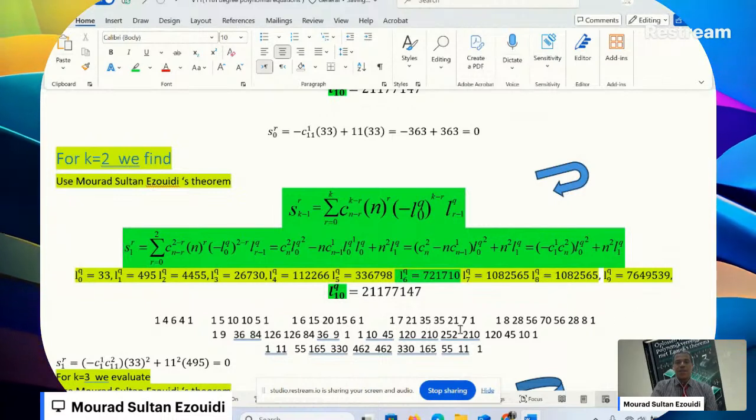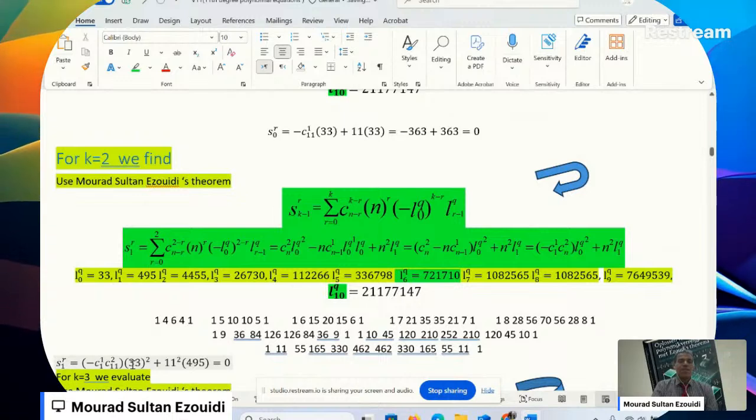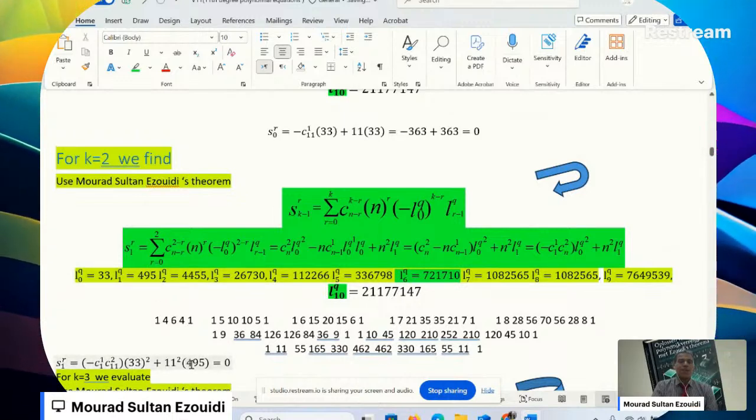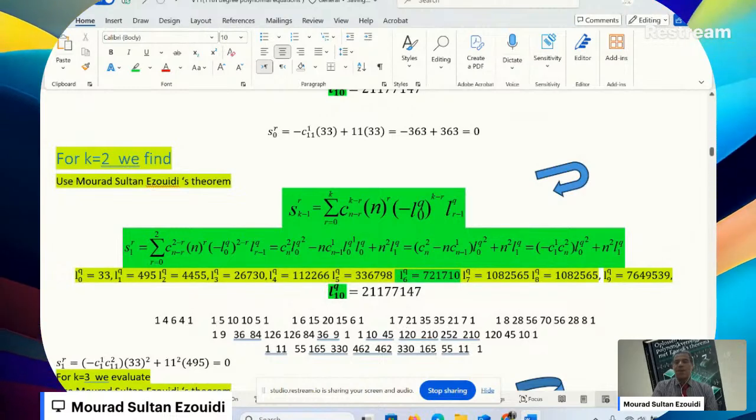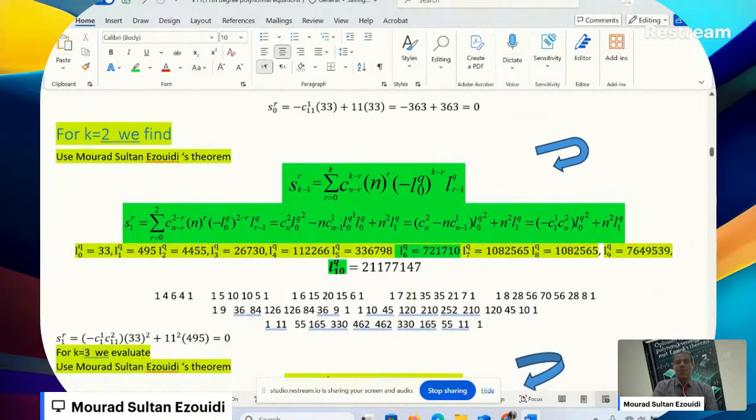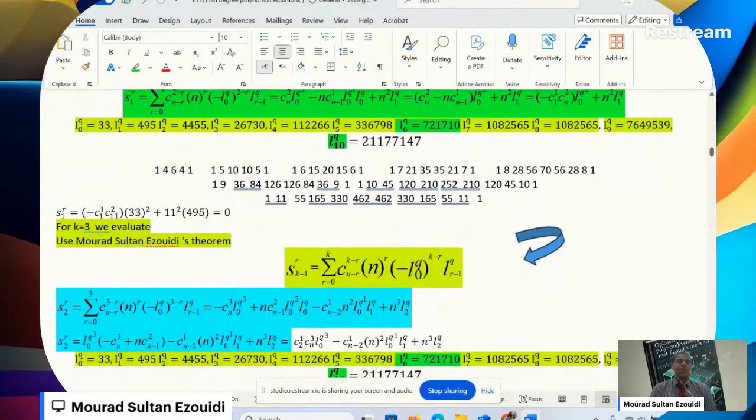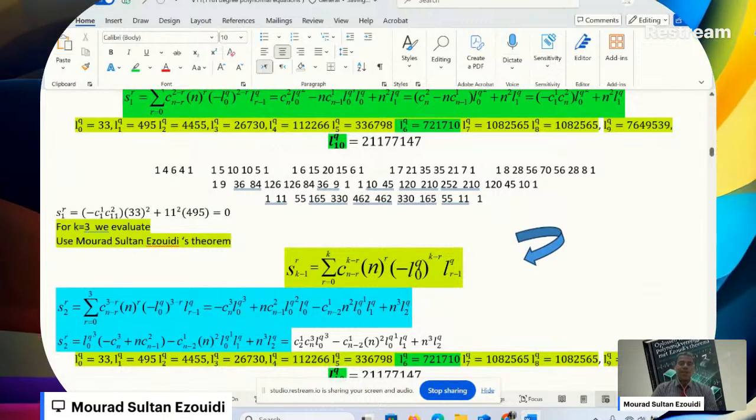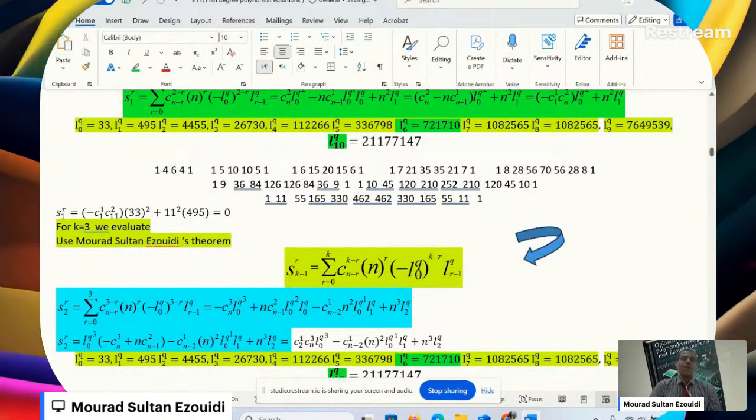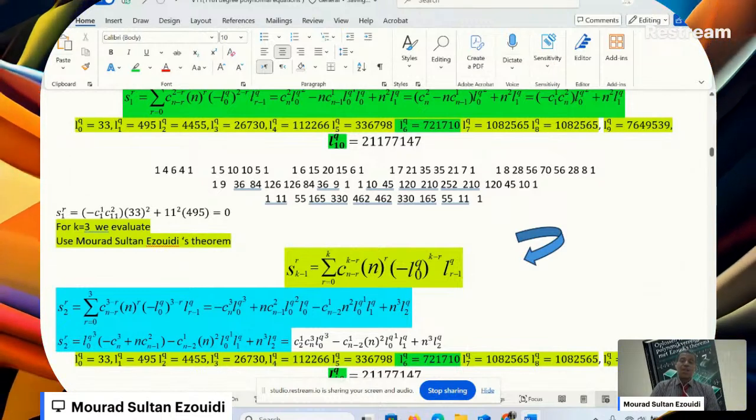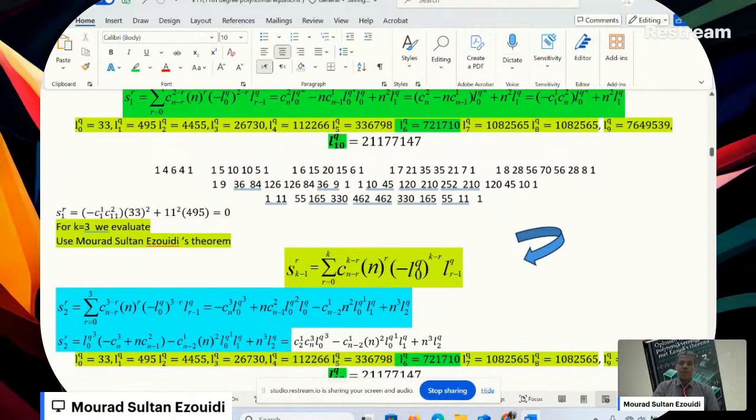So here we continue. We call that S1. You make your substitution: exchange L0 with 33 and L1 with 495. You get that the value of S1 is equal to 0. We proceed and continue. Professor Mourad Sultan Ezouidi explains how you can find the coefficients of your new 11-degree polynomial equation, which has a relationship with the original 11-degree polynomial equation.